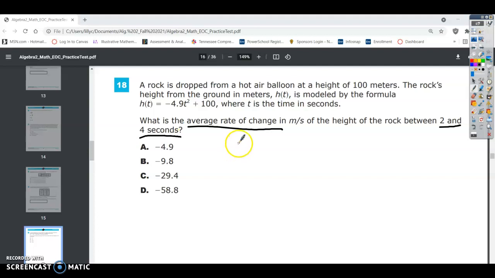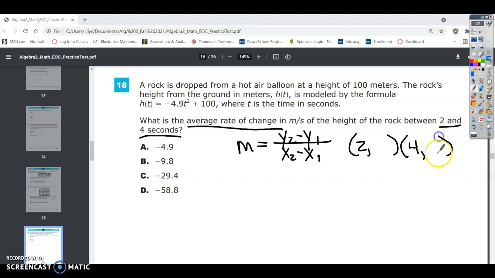So if we want to find the average rate of change, we have to do y2 minus y1 over x2 minus x1. Well, we're given our x's. We're given 2 and 4 seconds, but we're not given our y values. So we have to find those. So we want to know at 2 seconds, what is our y, and what is the y value at 4 seconds.